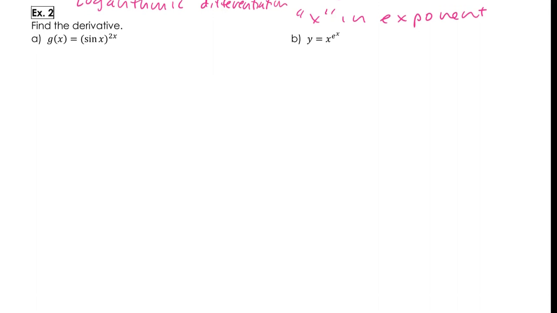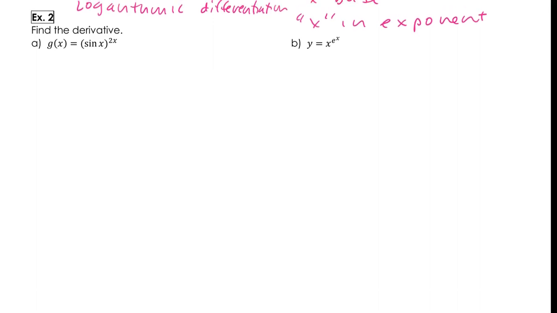Okay, so what we have to do here is bring that x out of the exponent. So we are going to rewrite this as y, and we are going to take the natural log of both sides. What this does is it allows us to bring this 2x down in front.